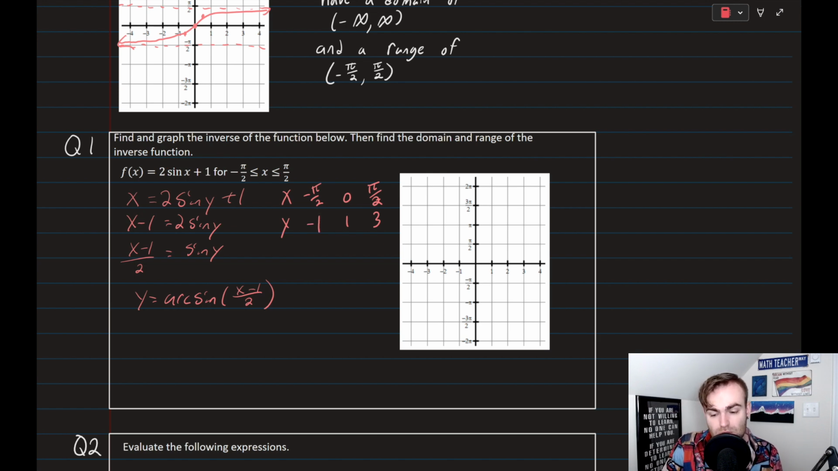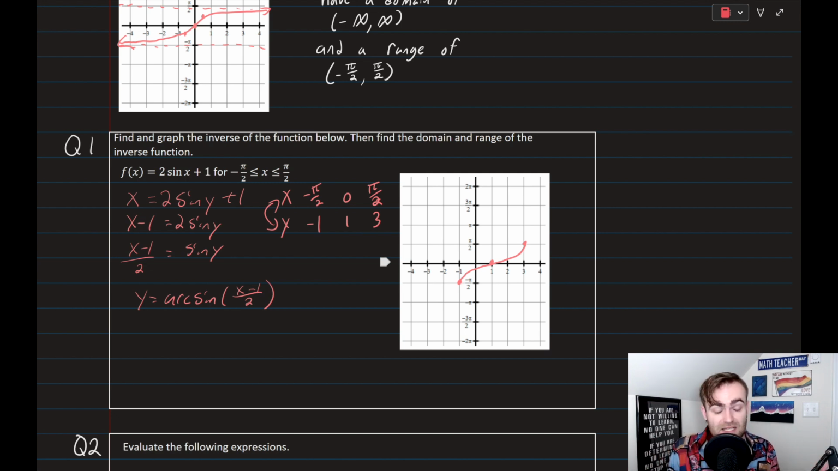And when we graph this, we're just going to switch what the x's and the y's are. So we don't have to make this more complicated than we need to. We know that at 1, we're going to have 0. At 3, we're going to have pi/2. And at -1, we're going to have -pi/2. So we're going to have this curve here. And that's it. That small little piece is all we have.